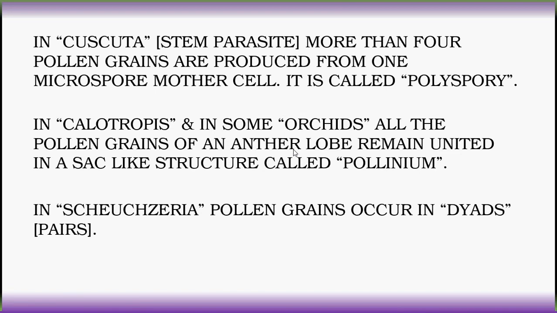In Schweitzeria, pollen grains occur in dyads. So already we discussed that pollen grains are formed in tetrads. This is an unusual feature in the Schweitzeria plant. The pollen grains are arranged in dyads.